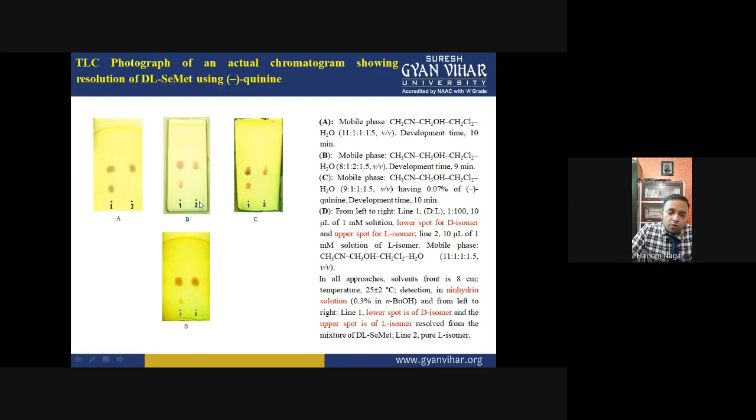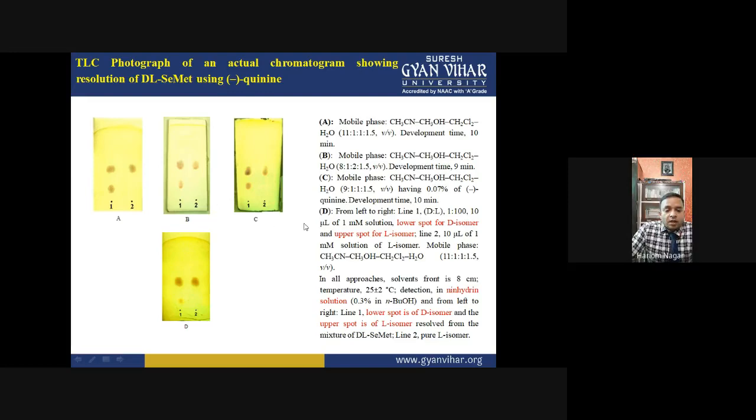Okay, and we have also put here a photo of the L isomer of the selenium. Actually, this is to check which spot is for which isomer. So in parallel to the residual mixture of DL-selenium, we have spotted the L isomer of the selenium here, and the L isomer of selenium is this. It means this parallel chromatogram is for the L isomer of the selenium, which traveled this distance.